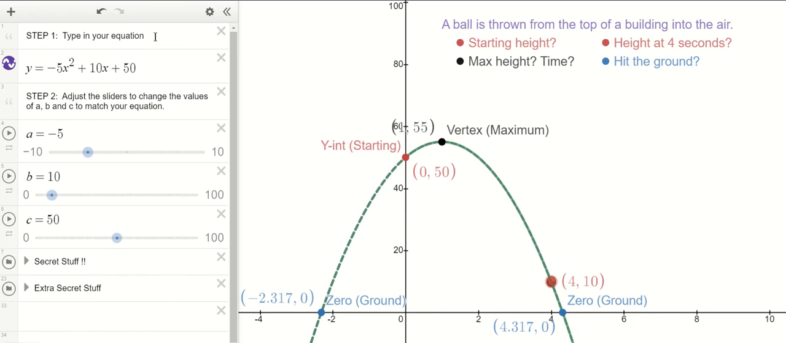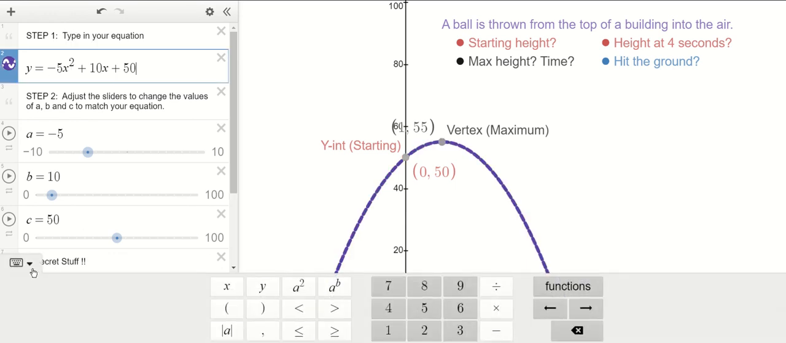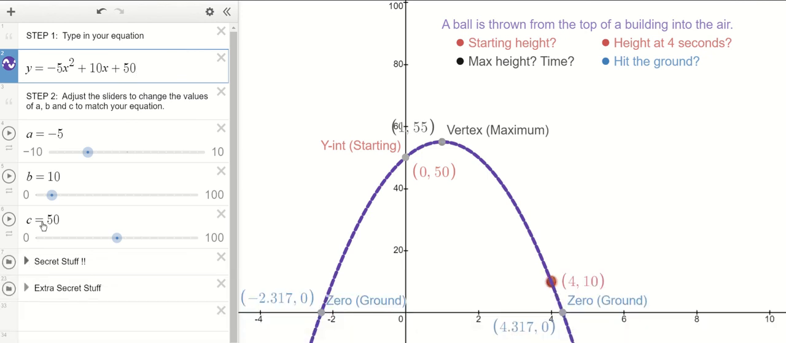Step 1, type in your equation. If you don't know how to get the squared, it can be accessed from the keypad at the bottom. Step 2, adjust the sliders to match your equation.